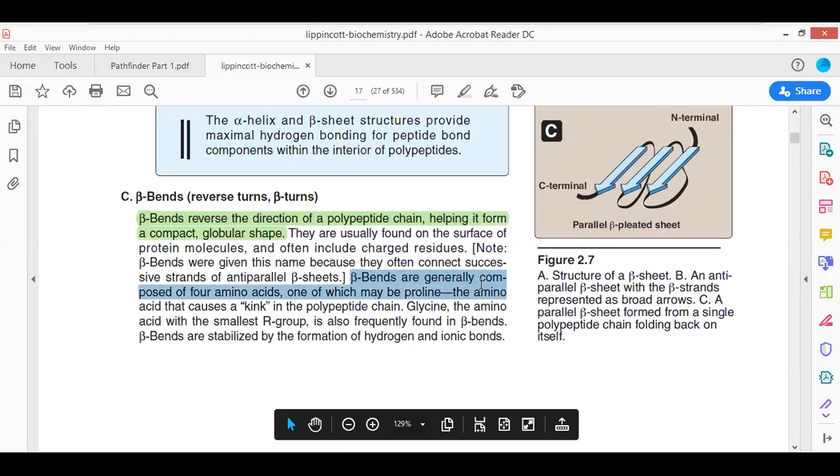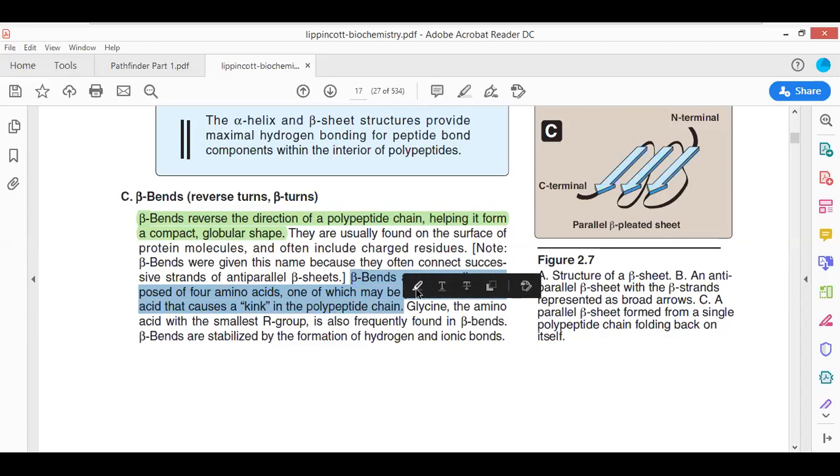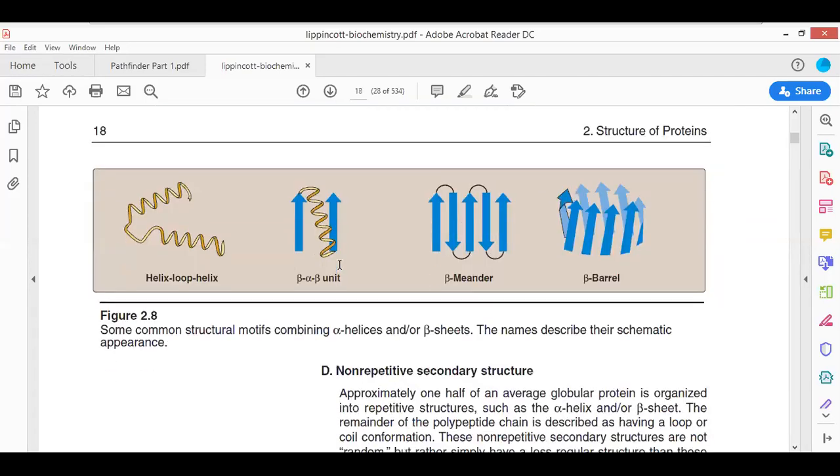Now look here. See, beta bends are generally composed of four amino acids, one of which is proline, the amino acid that causes a kink in the polypeptide chain. This question was the one that I was discussing, that proline leads to the formation of a kink in the polypeptide chain. Kink means it brings a stress in the polypeptide chain, and the polypeptide cannot form effectively. But here the proline has its own significance. What is the significance of proline here? The significance of proline is that it brings an inbuilt bend within the structure of the polypeptide. As it brings an inbuilt bend, the polypeptide can form a compact structure.